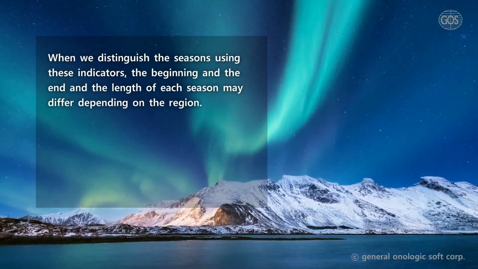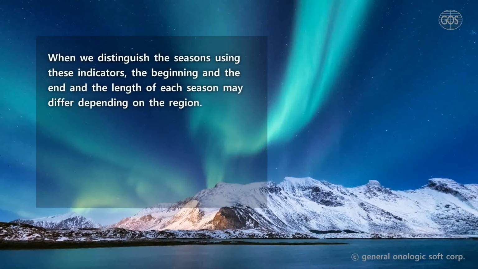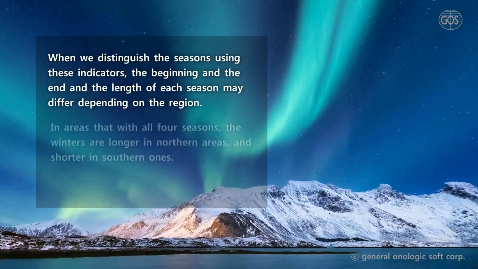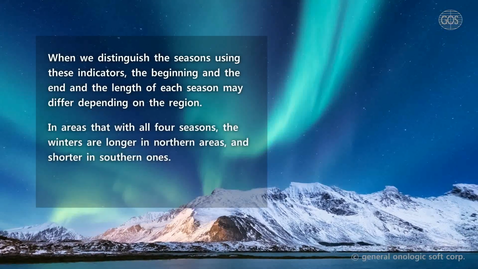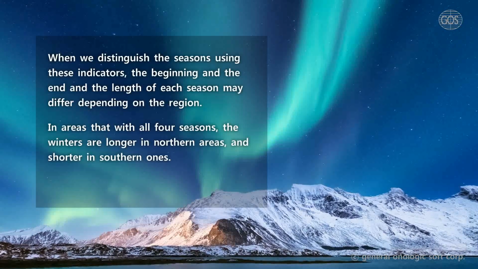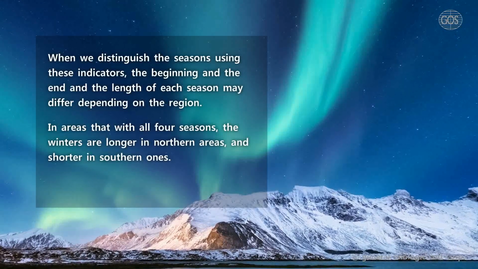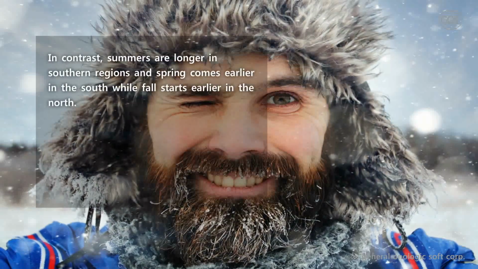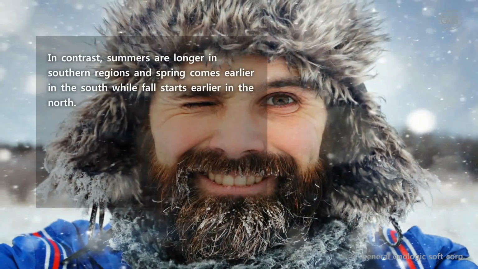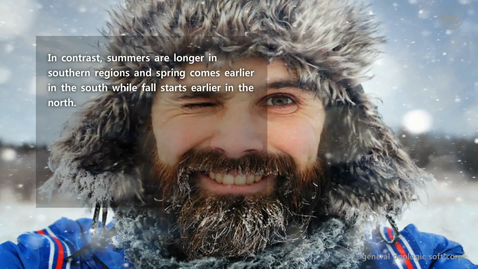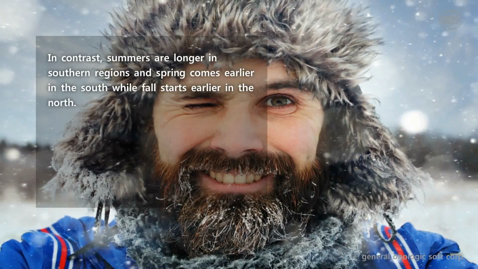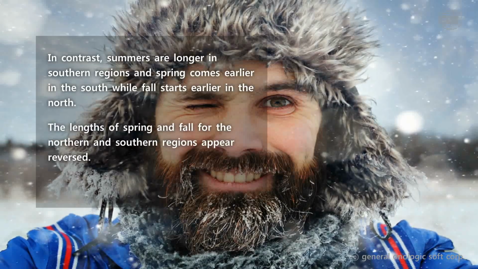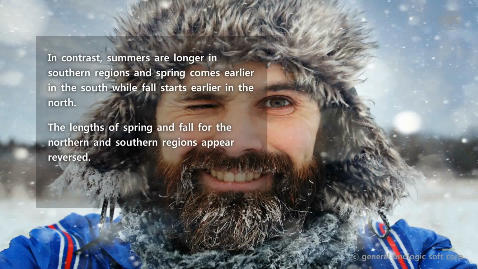When we distinguish the seasons using these indicators, the beginning, the end, and the length of each season may differ depending on the region. In areas with all 4 seasons, the winters are longer in northern areas, and shorter in southern ones. In contrast, summers are longer in southern regions, and spring comes earlier in the south while fall starts earlier in the north. The lengths of spring and fall for the northern and southern regions appear reversed.